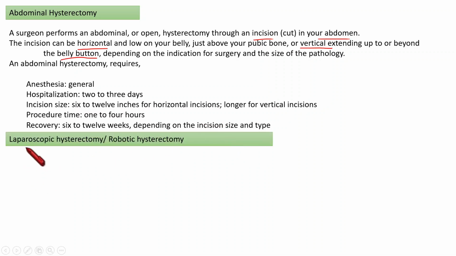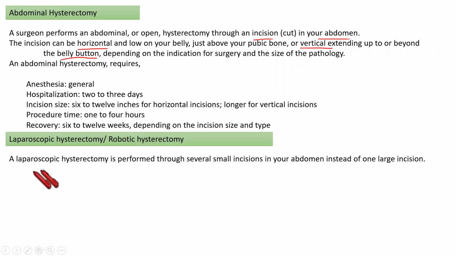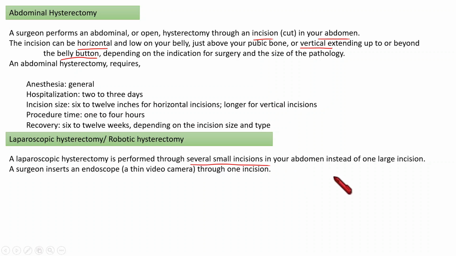Then laparoscopy. The laparoscopic method is common nowadays, and we all know that it doesn't need that much incision. Here, instead of having a single big incision, doctors make a few small incisions to insert so many sophisticated equipments through those small incisions. And robotic hysterectomy is a more advanced type of medical procedure using robotic instruments. So laparoscopy is performed through several small incisions in the abdomen.